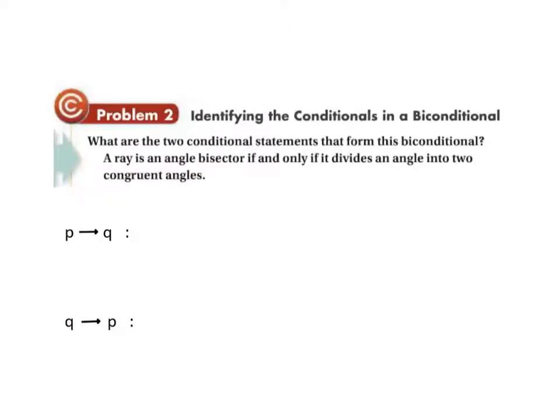All right, let's practice this a little bit. What are the two conditional statements that form this biconditional? So they've already given us the biconditional. Now we're breaking it down to the if-thens, going the other way here.